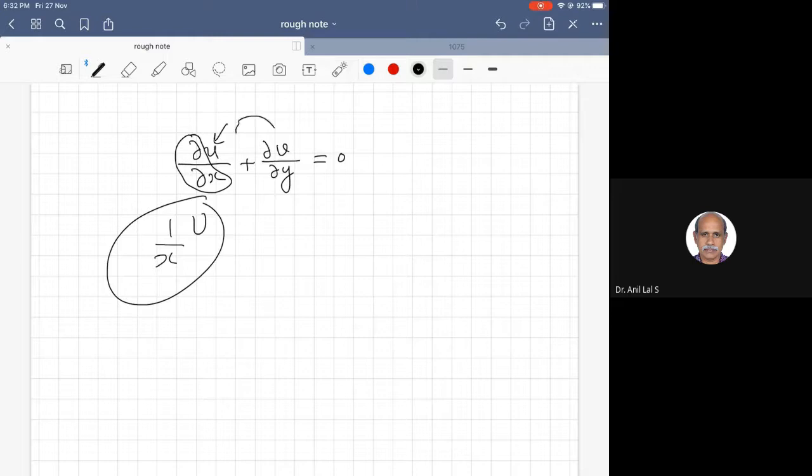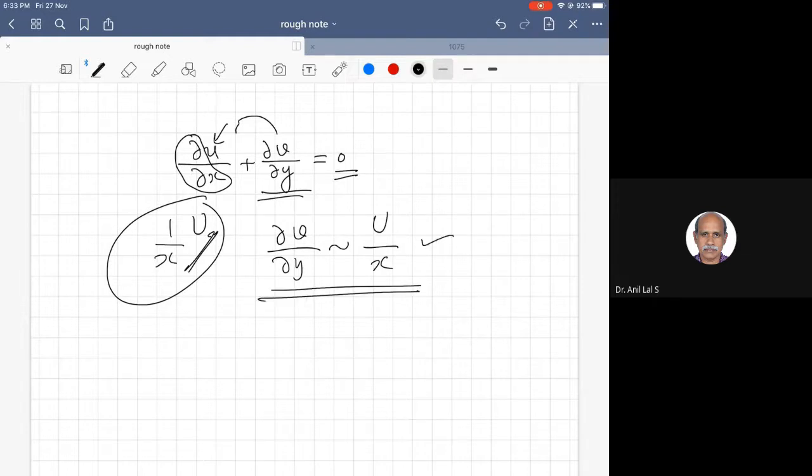There are two terms. The first term is of the order of U by x, and the sum of the first and second terms is equal to 0. So the second term, that is ∂v/∂y, should also be of the same order, but with the negative sign. For order of magnitude analysis, we will not put the sign. So ∂v/∂y is of the order of U by x, and ∂/∂y is approximated as of the order of 1 by delta. So the continuity equation suggests one thing, that v is of the order of U delta by x.